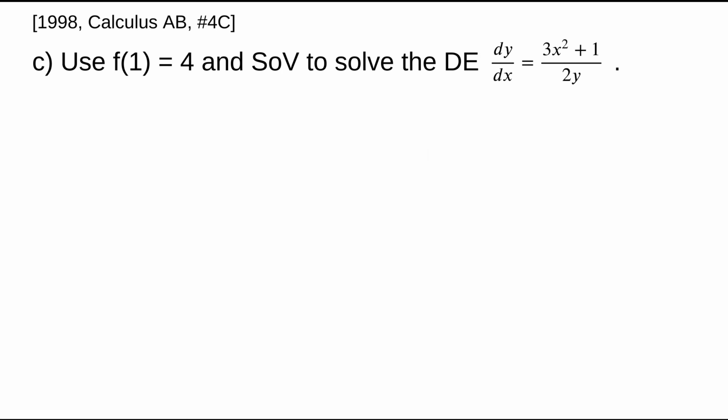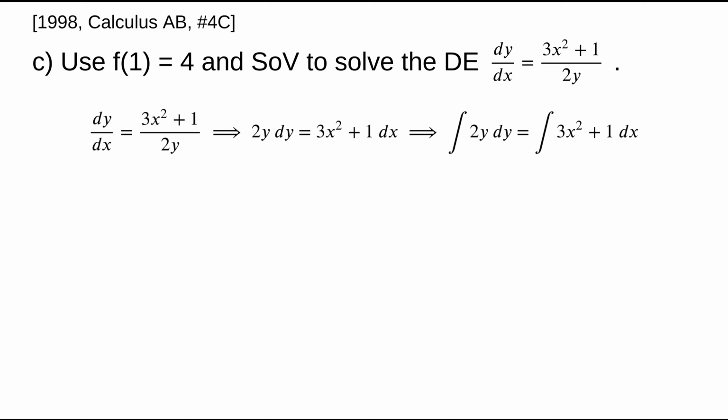In part C, we are asked to use the initial condition that f of 1 is equal to 4 and separation of variables to solve the differential equation dy dx equals 3x squared plus 1 over 2y. So if we set this up for separation of variables, this implies that 2y dy is equal to 3x squared plus 1 dx. Integrating both sides would leave us with another true equation. If we find antiderivatives for both sides, we get y squared equals x cubed plus x plus c.